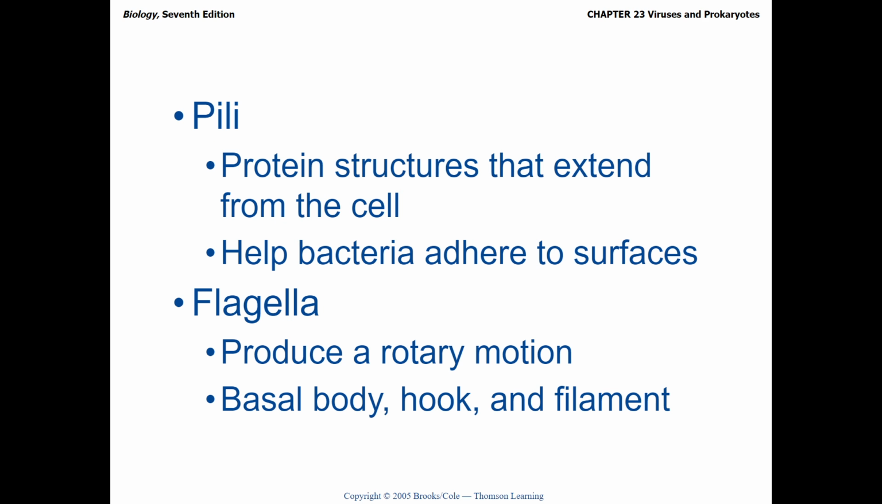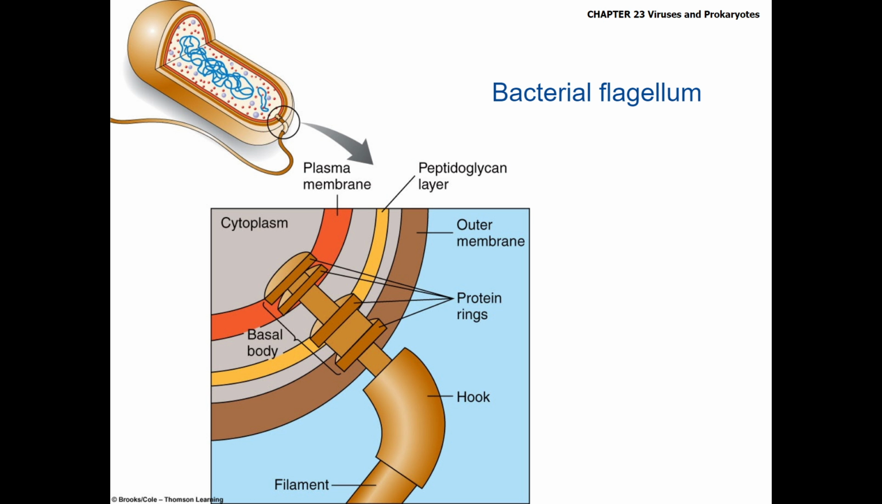Again, pili are protein structures that extend from the cell that help bacteria adhere to surfaces. Flagella produce a rotary motion; the basal body, hook, and filament are its parts. Here's an image of some of that.